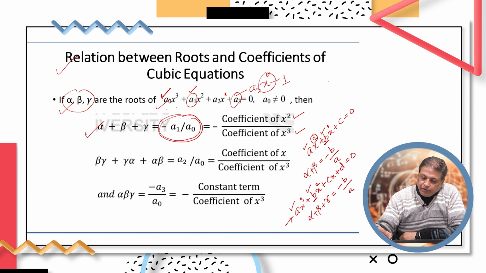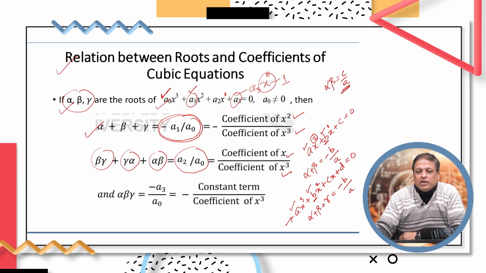Similarly, in the quadratic equation we had alpha beta is equal to c by a. Now, on the same lines over here we will be having alpha beta plus beta gamma plus gamma alpha, and this turns out to be a2 upon a naught, that is nothing but coefficient of x upon coefficient of x cube. Okay. So, you can remember it just by understanding the similarity between the quadratic equation and the cubic equation.